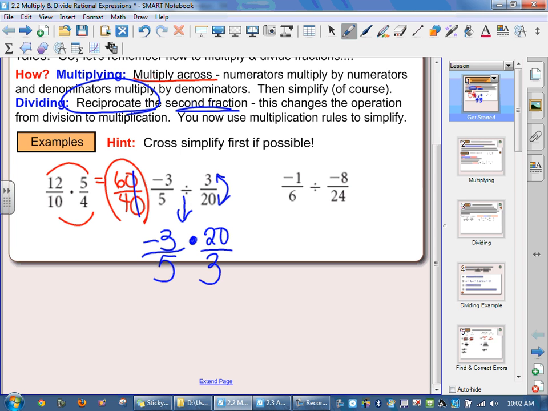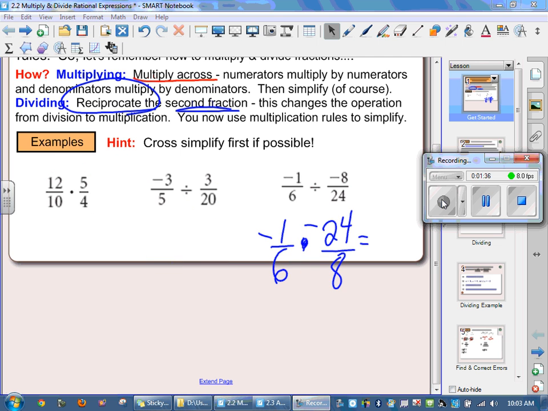Now we go back to our multiplying rules. We multiply tops, multiply bottoms. So here we're going to get negative 60 over 15. And 60 divides by 15 evenly, so that's going to give us an answer of negative 4. Okay, give it a try.